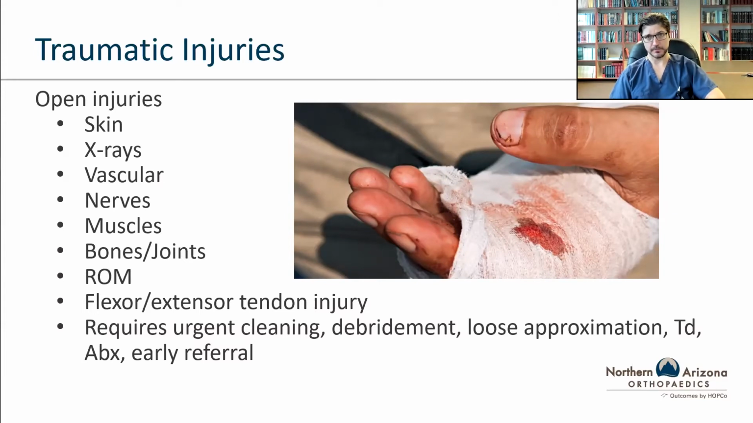Usually, these are treated with just some cleaning or irrigation and debridement, which just means cleaning the soft tissues. And for the most part, they're just loosely approximated with sutures, either in the office and depending on severity in the emergency room or the operating room. Usually, depending on the type of laceration, if there's a rusty nail involved or a metal object, we do recommend some tetanus immunizations as well as antibiotics. And early referral is key to a successful recovery from these injuries. So I always like to see my patients that have these types of injuries very soon.